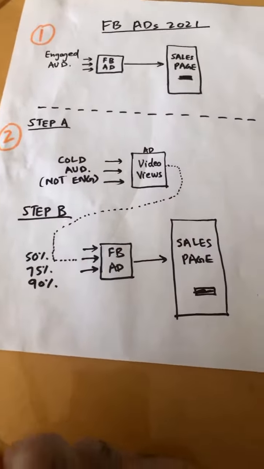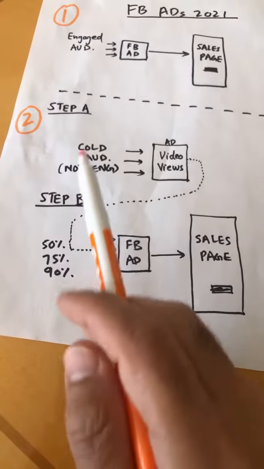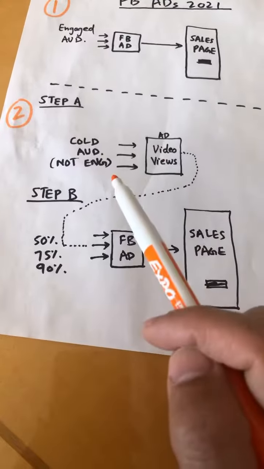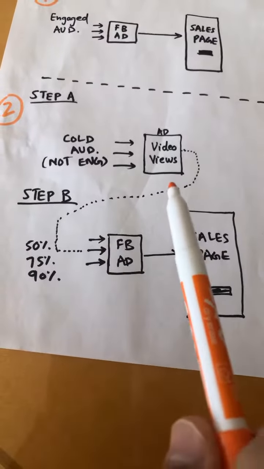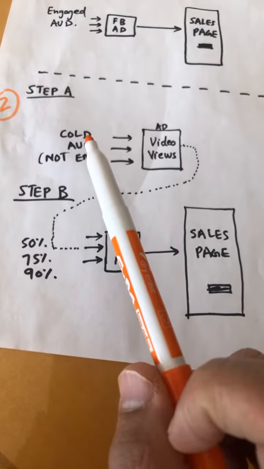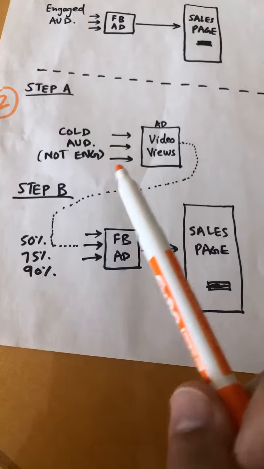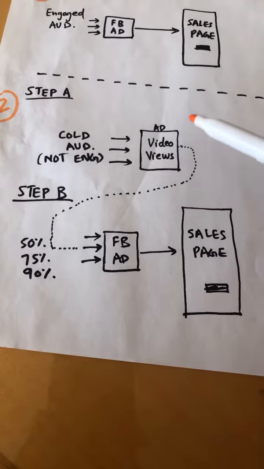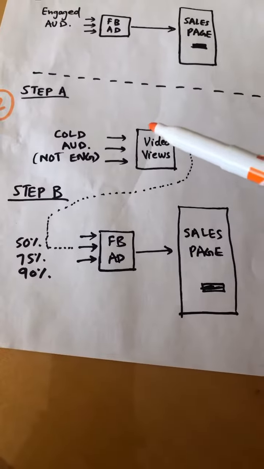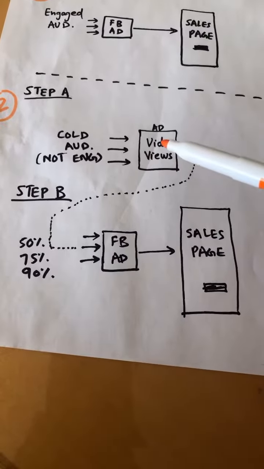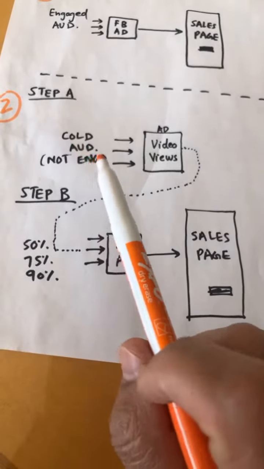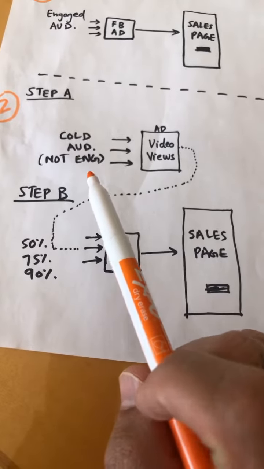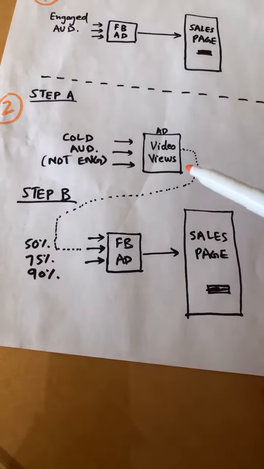So that's where the second option comes in. So it's a two-step process. In step number one, I call this, we're qualifying the audience. So you can target a cold audience, people who are not engaged with you. And in this example, I'm saying you can use a video and do a video view ad. Now what happens is some of these people, a subset of this cold audience, will actually watch your videos, right?